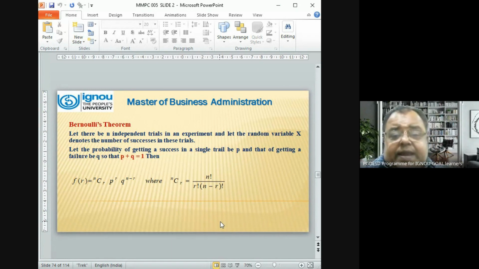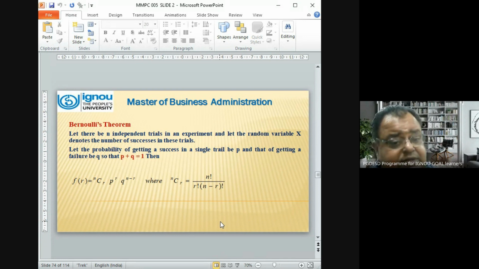Let there be n independent trials in an event and let the random variable x denote the number of successes in these trials. Here you are aware that p plus q is equal to 1. We are already discussing that the probability of success is given by p and the probability of failure is denoted by q. The sum of the probability of success plus the probability of failure is equal to 1. For the binomial theorem, we have to apply this formula written over here: P of r is equal to nCr, p raised to the power r, q raised to the power n minus r.